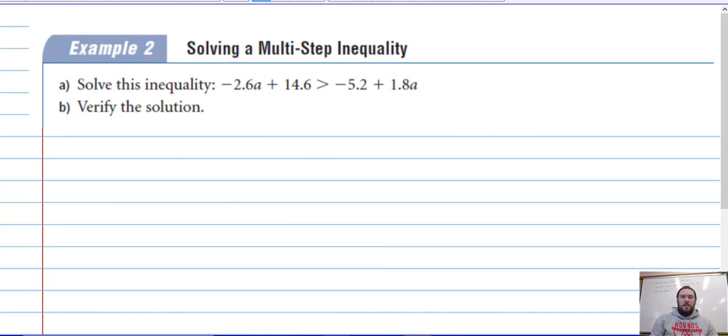So just like with linear equations, we might run into one of these where we have a multi-step inequality, where it's not just simply dividing or adding. It may be a combination of all of them. And depending on the direction I move these things, I might have to flip my inequality, but I might not. So what I mean by that is I'm going to do this in two different ways, and you'll see what happens. So strategy number one, I'm going to bring all of my a's to the left-hand side, and all of my numbers to the other side.